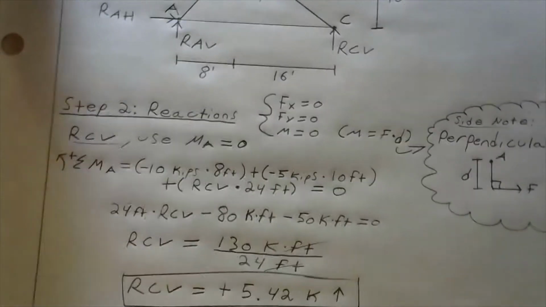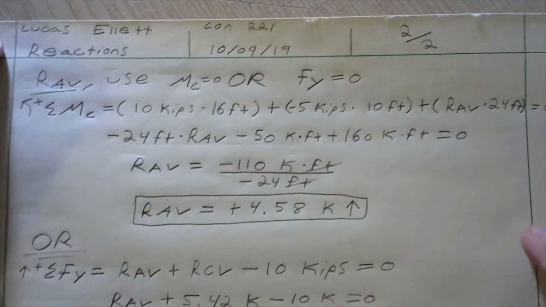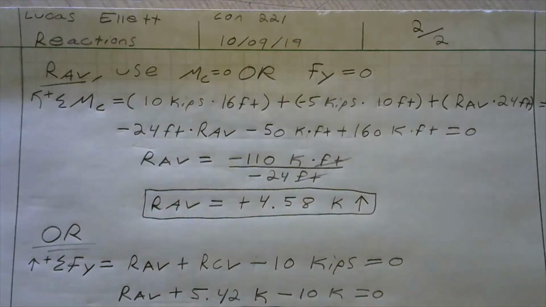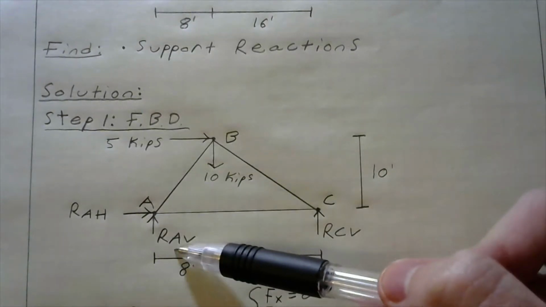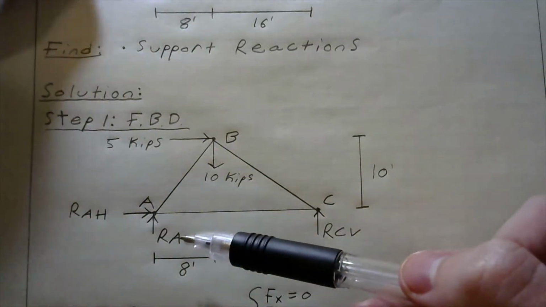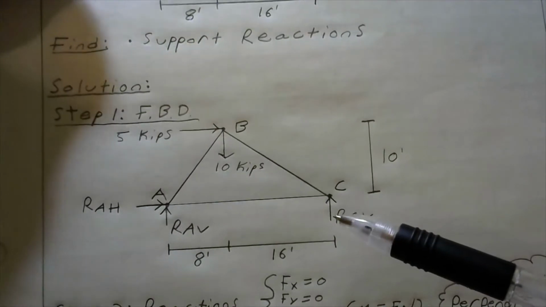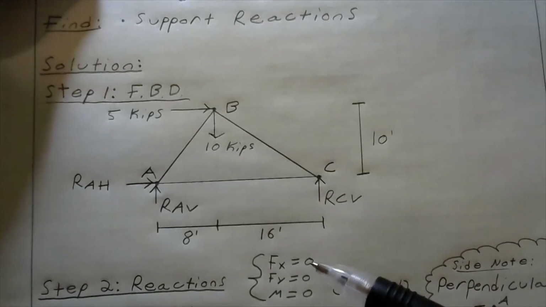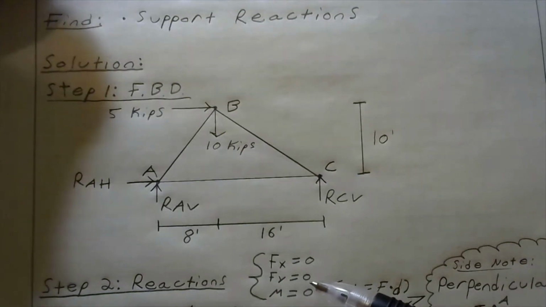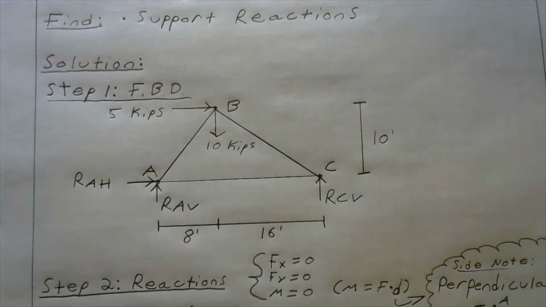Now moving on to the next one. To find RAV, which is here, you can either take the moment about C, which I prefer to do, or you can use this formula, Fy equals 0. Either one, you'll still get the right answer. I prefer to do moment.